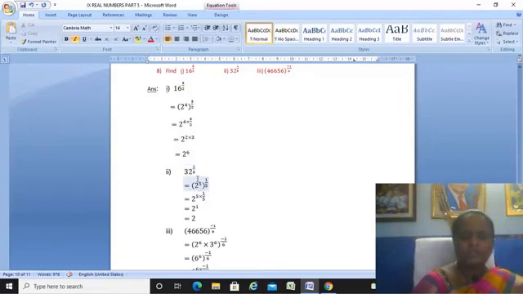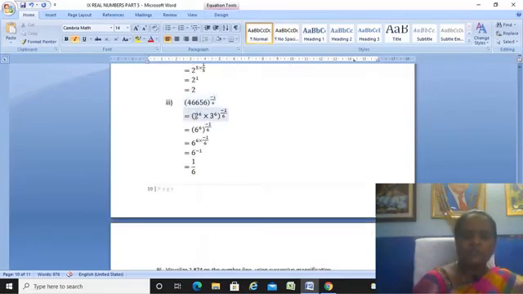Next, 32 whole power 1 by 5 is the second question. 32 can be written as 2 power 5, and here already 1 by 5 power is there, so 2 power 5 whole power 1 by 5. So powers must be multiplied, once again the same formula, a power m whole power n. So 5 into 1 by 5, 5 gets cancelled, only 1 is left out, 2 power 1 is 2 only.